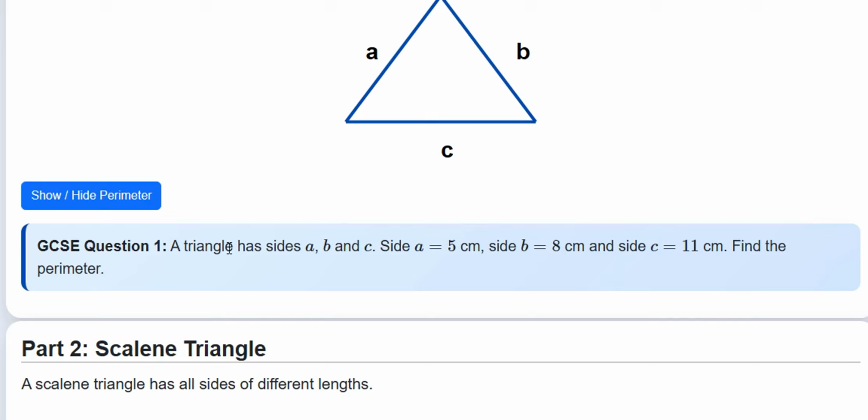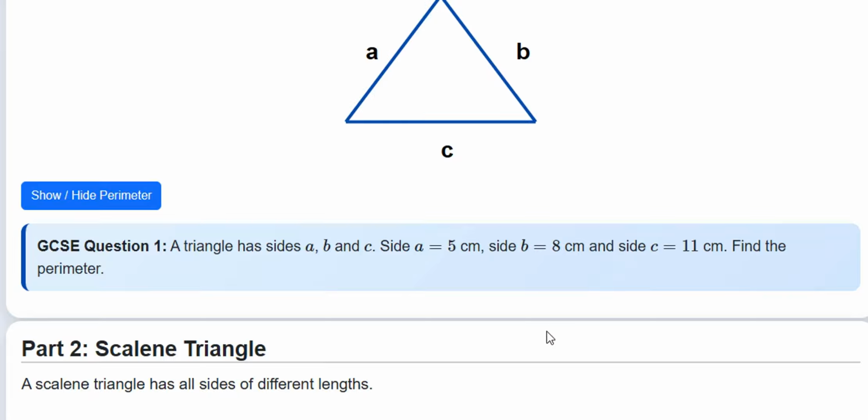You are told a triangle has the sides A, B, and C, and side A is 5 centimeters, side B is 8 centimeters, and side C is 11 centimeters. Then you are told to find the perimeter of that triangle. So to do so, I need to say perimeter P is equal to all sides of that triangle, which is A plus B plus C, and all of them are given in centimeters. So after I get this, I'll just add the units as centimeters.